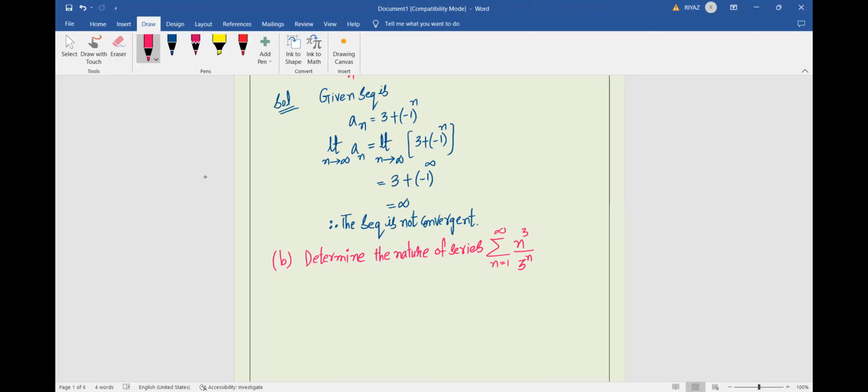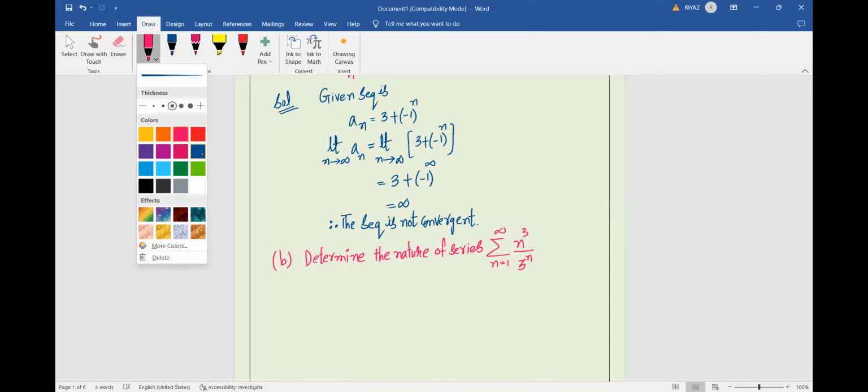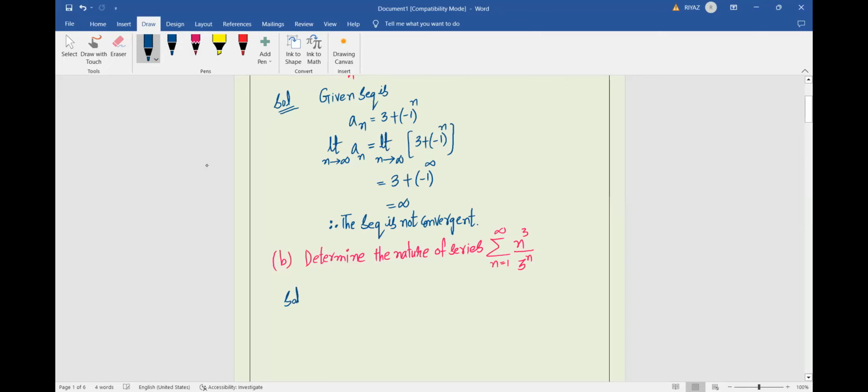Anything to the power n means we have to apply Cauchy's nth root test only. The nth root test is applicable here. So the solution will be, your first step will be: first, what is given here, you tell me.